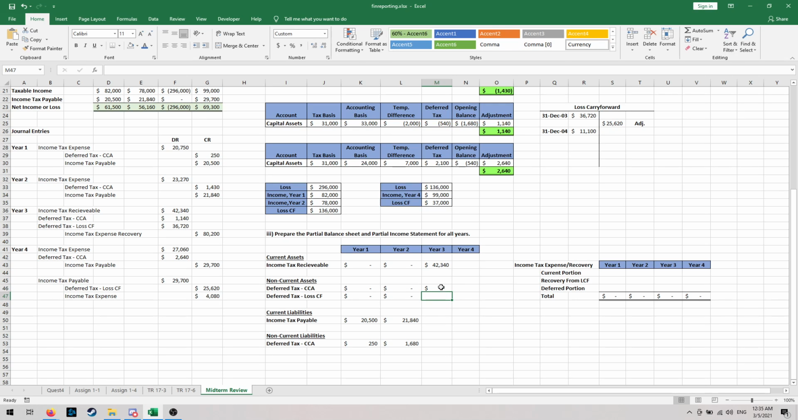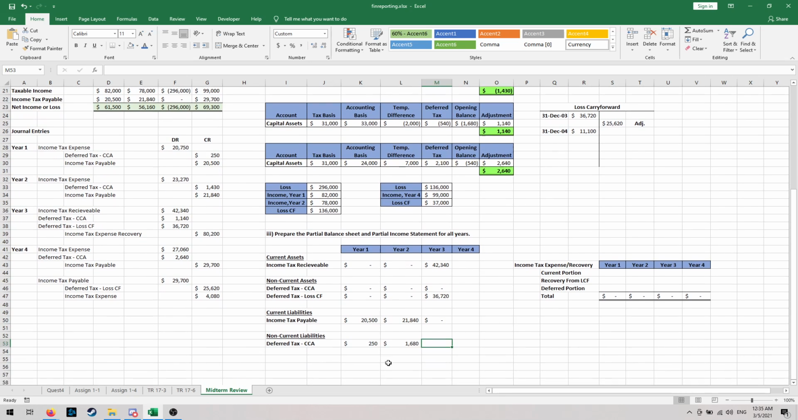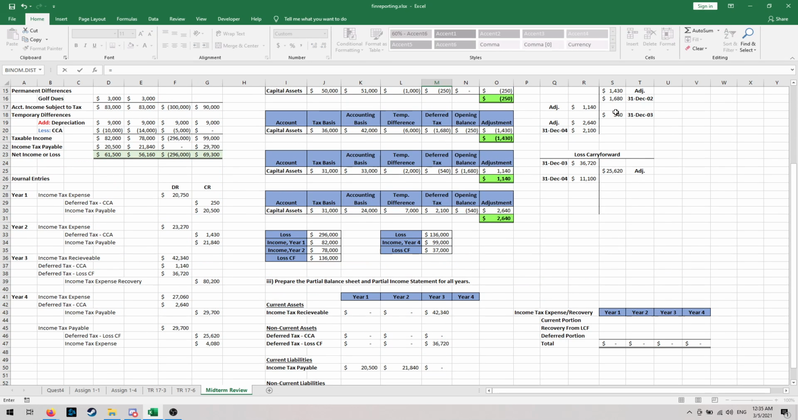We didn't again have a deferred tax asset in CCA, but we did have a loss carry forward asset. We have that right here. We already calculated it. This is the amount of the loss that we carried forward, 36,720. We had zero income tax payable this year because we had a loss. And finally, our balance, and remember it's our final balance this time, not our adjustment. Our adjustment here brought the 1,680 down to the 540. So our deferred tax liability for CCA is equal to the 540.